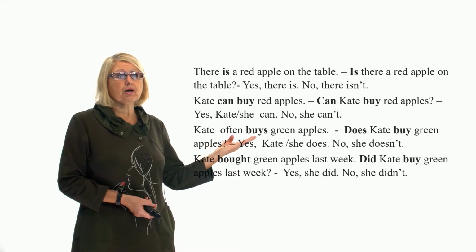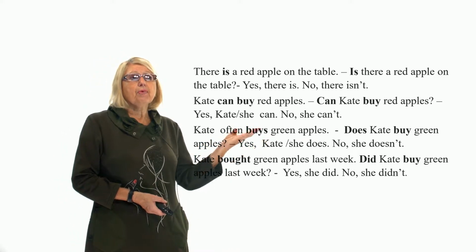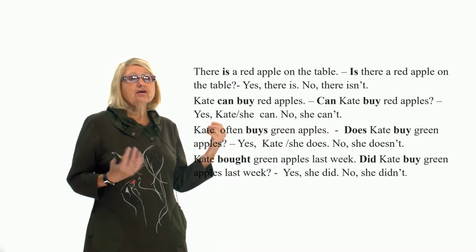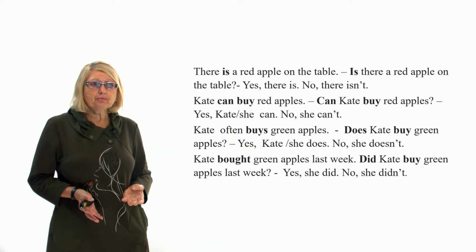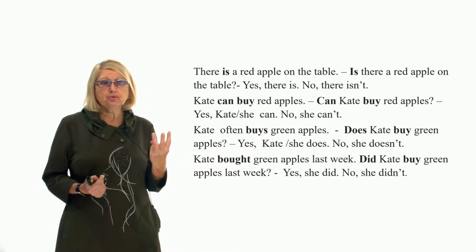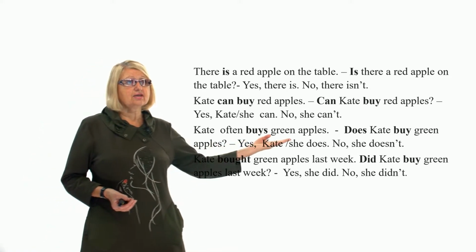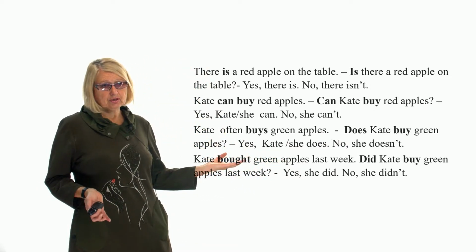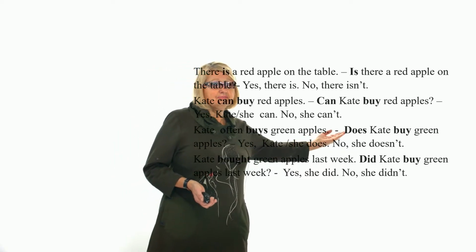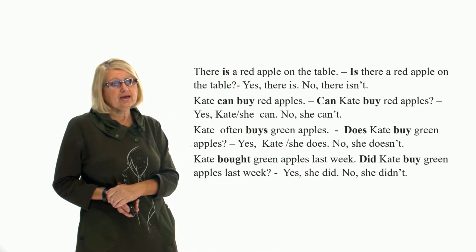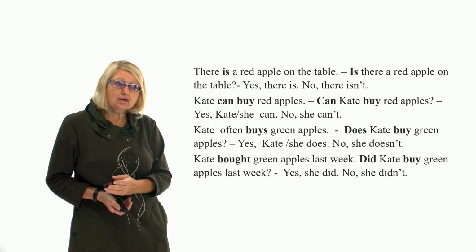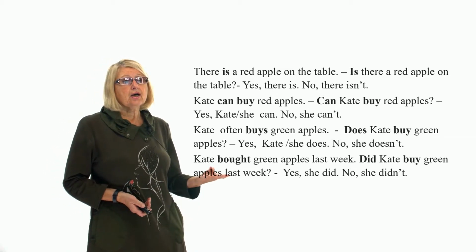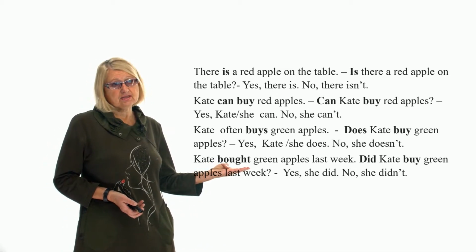Then we speak about present simple. Kate often buys green apples. Buys is the only verb in the sentence. That is why we need an auxiliary verb. Buys is the third person. That is why we take the auxiliary verb does. And we have such a scheme. Does Kate buy green apples? The answer: yes, she does, or Kate does. No, she doesn't.